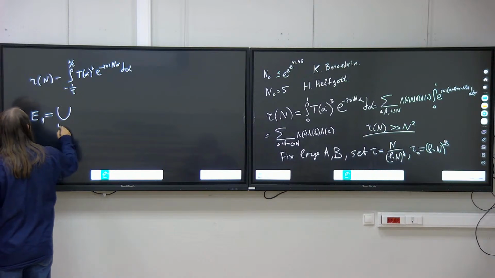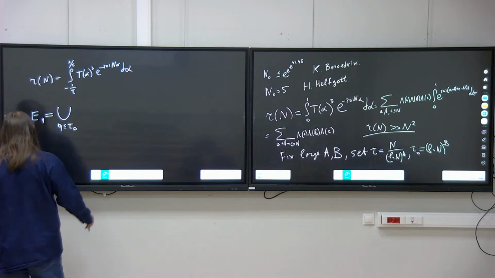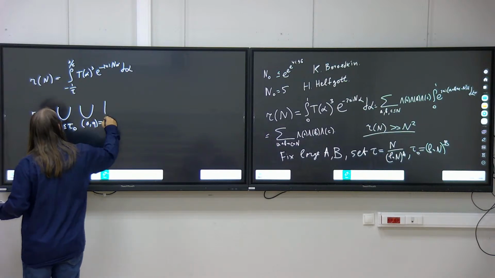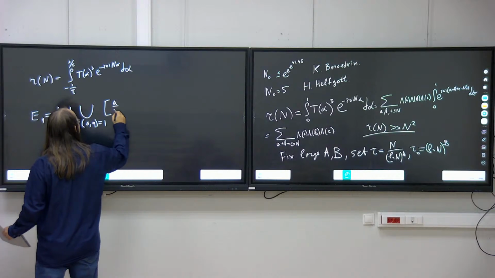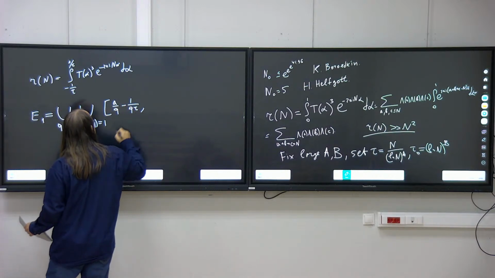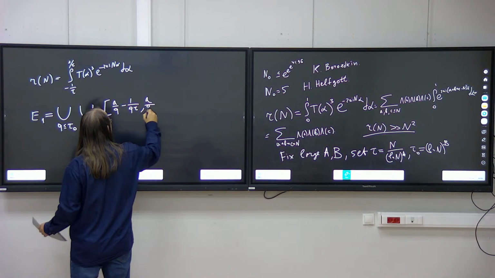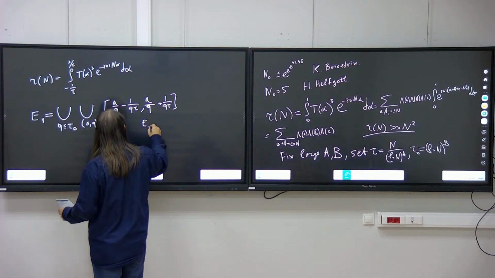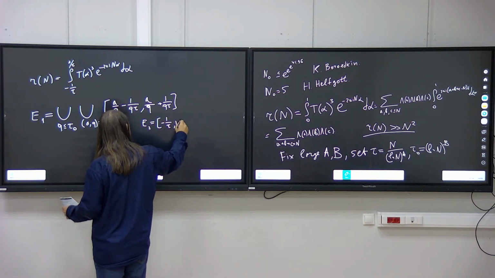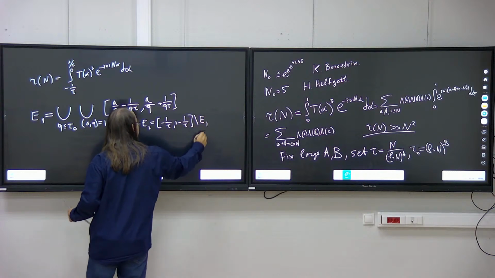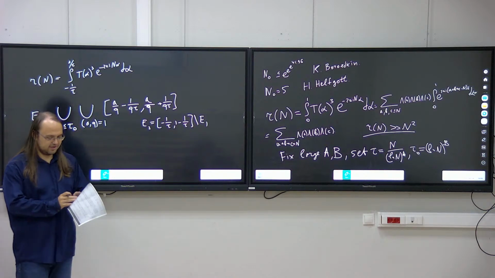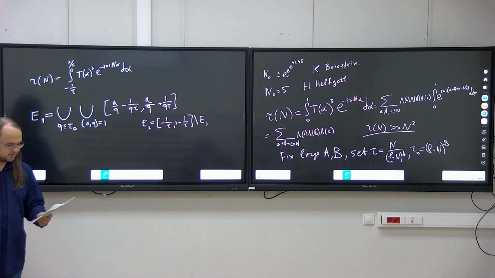E1 will be the union over q less than or equal to tau naught, union over all a and q coprime, of the interval from a over q minus 1 over q tau, to a over q plus 1 over q tau. And then E2 will be our interval of integration minus E1. This will be the major arcs, and this will be the minor arcs. And you are going to see what we are going to do.